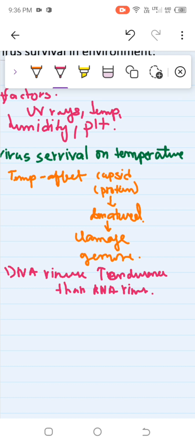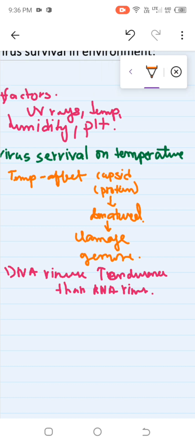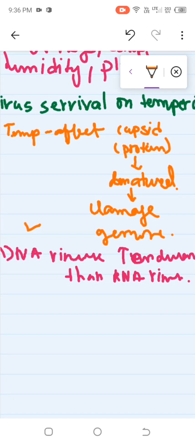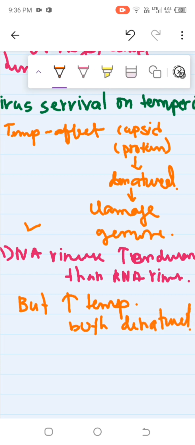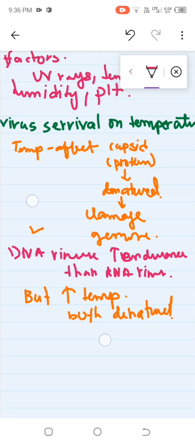Now here you can see that DNA viruses survive and have more endurance than RNA viruses to resist, but excess temperature makes no difference. If we have a high temperature, there will be no difference between them. They both will be denatured. They both will be damaged. Now what is exactly the temperature at which both will be denatured?